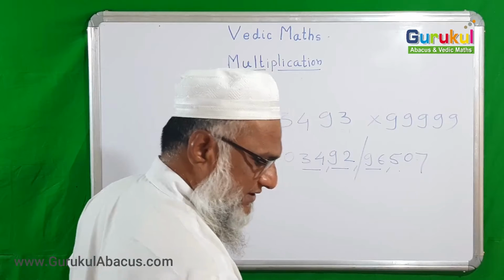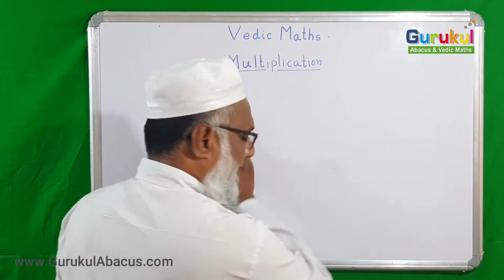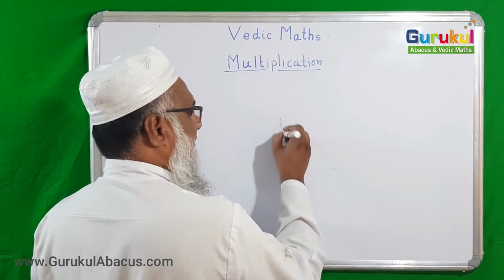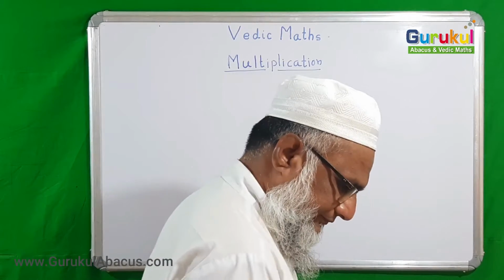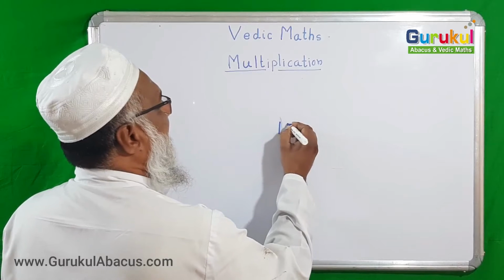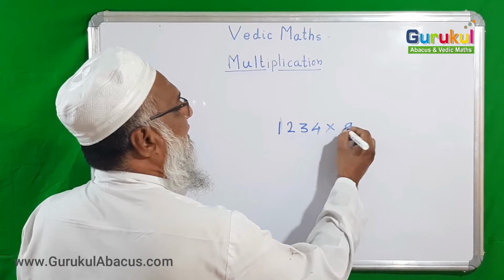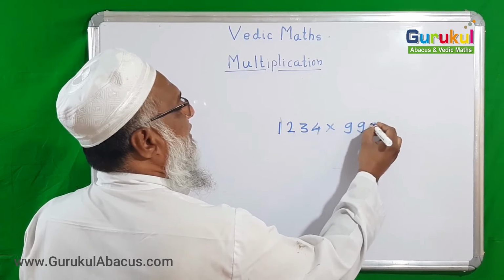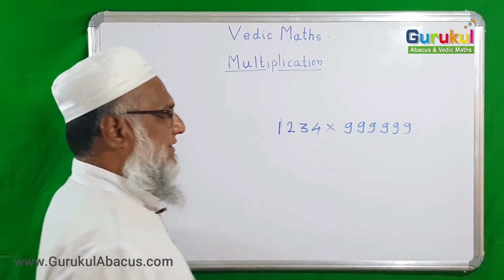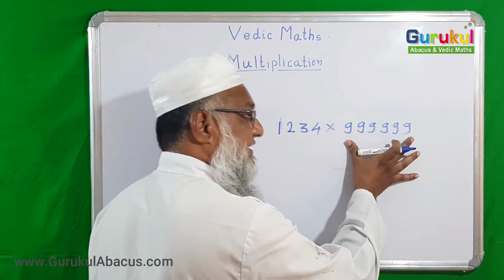One more such example we are taking, so that your understanding will be clearer. Now suppose here is the example 1234 multiplied by 9,99,999. Here we have a 4-digit number, and here is a 6-digit greatest number.